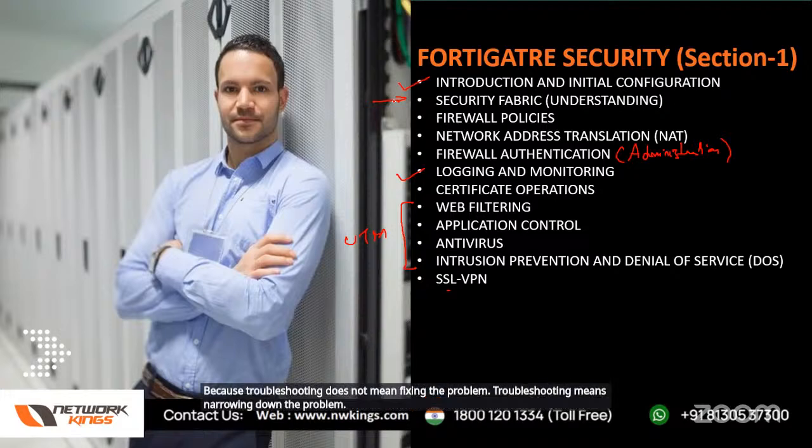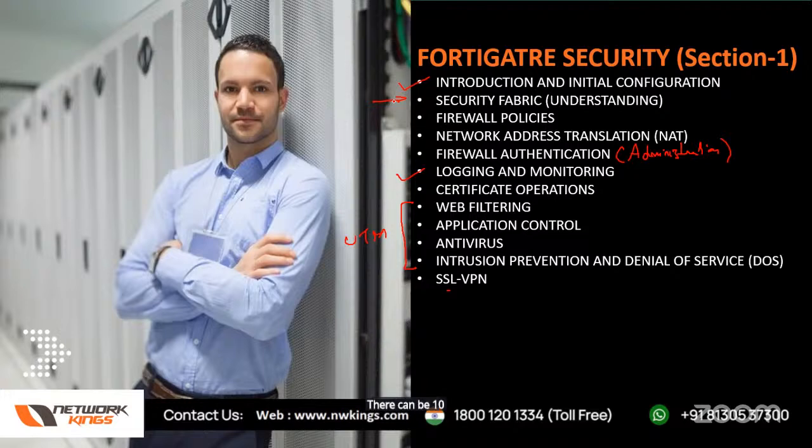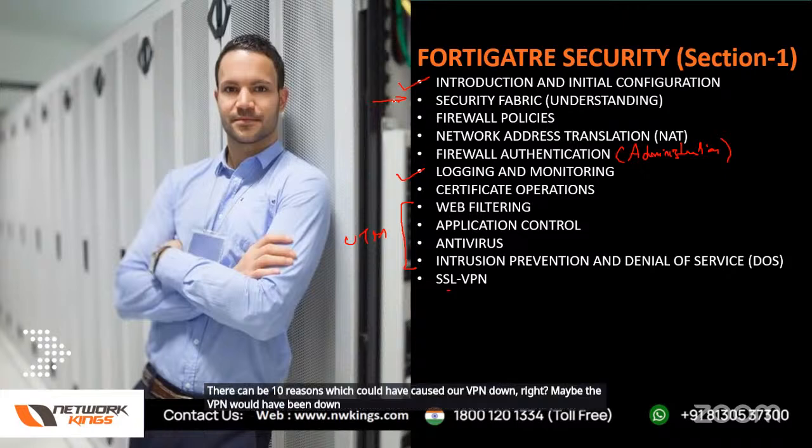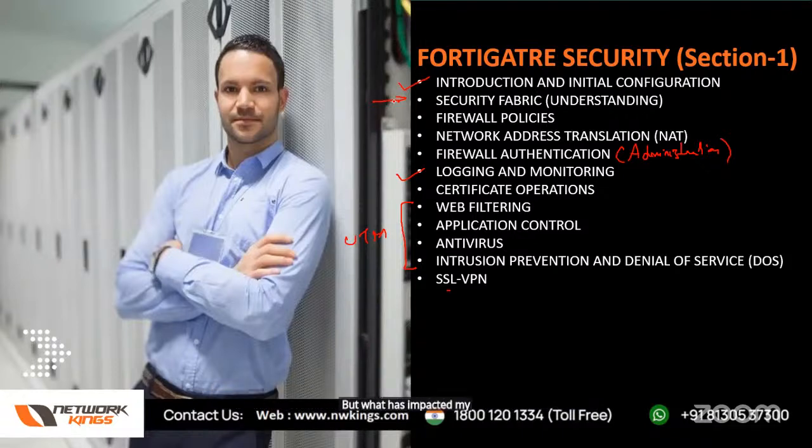There can be 10 reasons which could have caused a VPN down, right? Maybe the VPN would have been down because of congestion, because of a DPD problem, because of keepalive message failure, because of your ISP intermittent problem, maybe because of SPI mismatch. There can be a number of reasons for that. Correct. But what has impacted my customer, right? So you have to narrow down the problem.